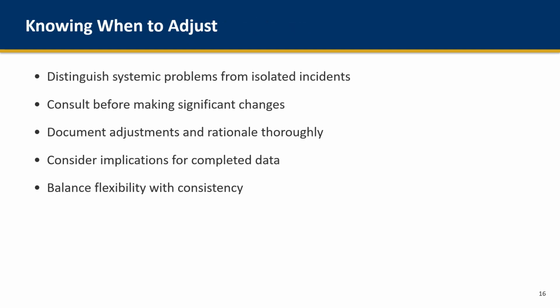Sometimes data collection reveals that planned procedures aren't working. Knowing when and how to adjust requires judgment that balances flexibility with consistency. Distinguish systemic problems from isolated incidents. If one interview goes poorly, that's not necessarily a procedure problem. Some interviews are just difficult. If every interview hits the same obstacle, your guide probably needs revision. Look for patterns before concluding that changes are needed.